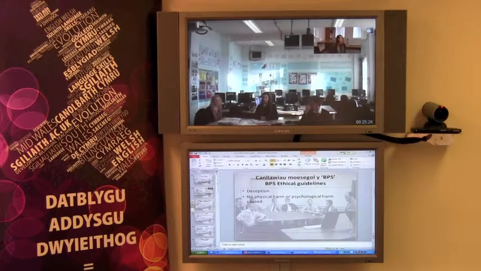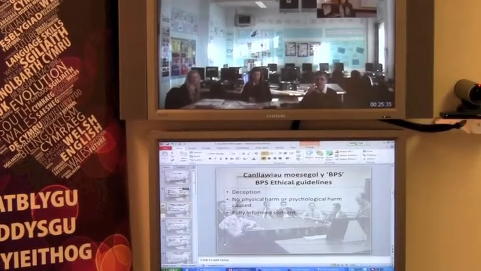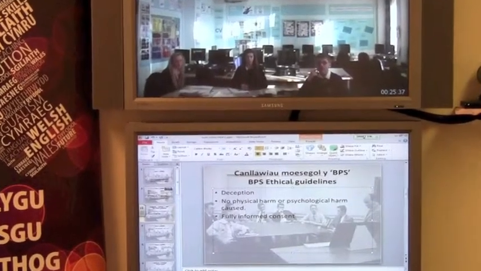The research has to have the fully informed consent from the people who want to take part in it. Well done, so fully informed consent. So what does this mean?